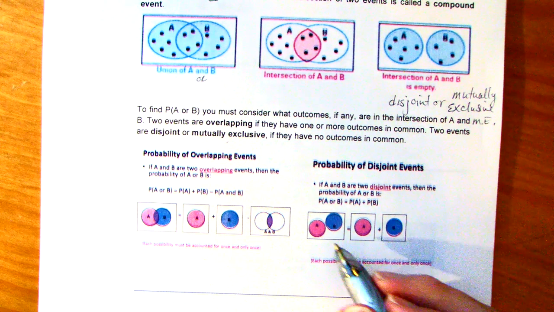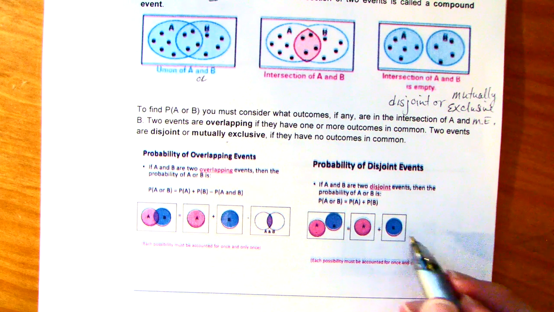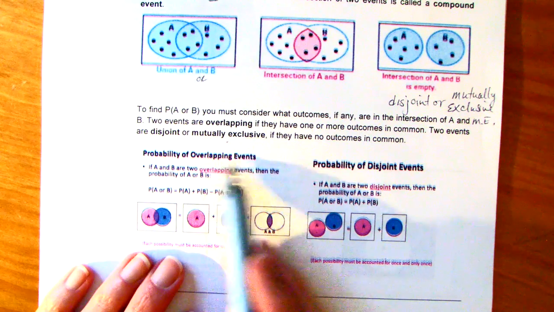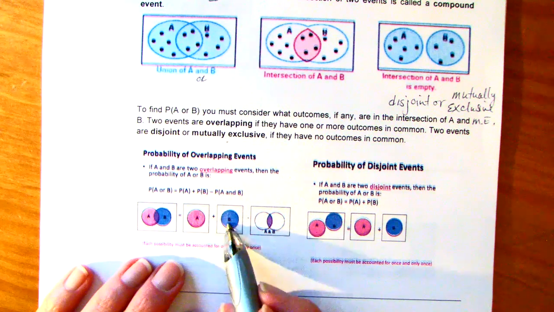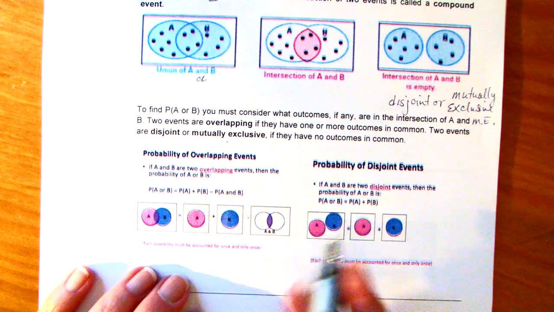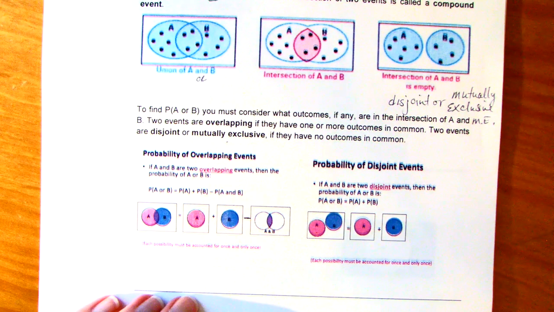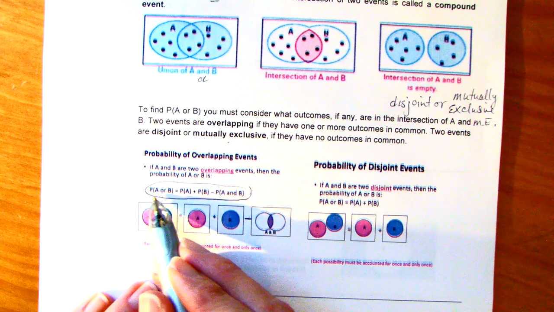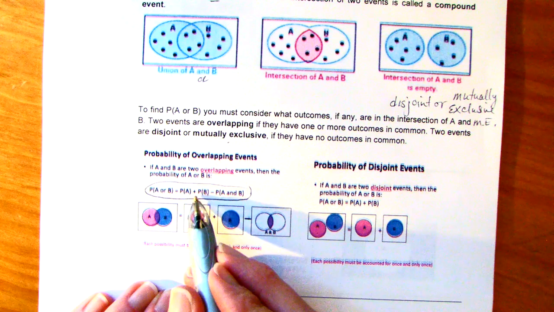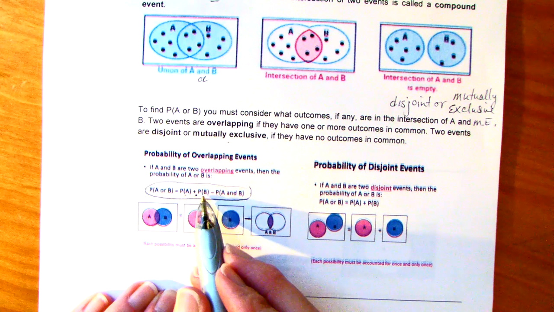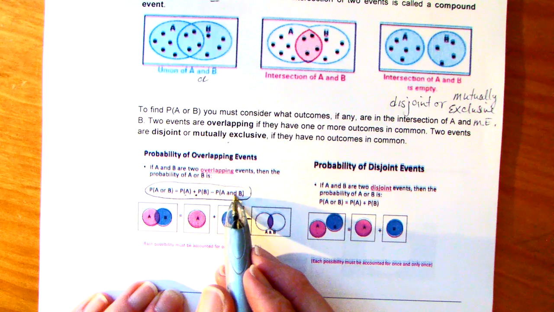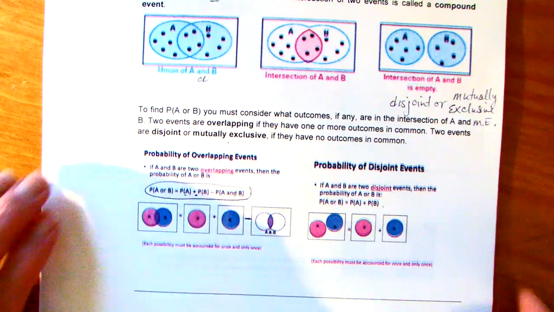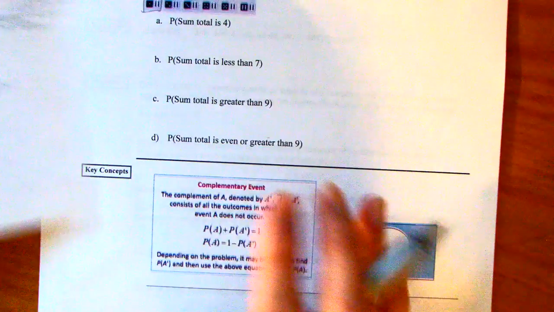If they're disjoint, here's A, here's B, they're just separate, you simply add them up. But if there's overlapping, you're going to take A and B and then subtract what they have in common. So here's the formula in general. The probability of A or B, you're going to add them up: probability A plus probability B, subtract what they have in common. If there's nothing in common, you don't have to subtract that part. So let's demonstrate.